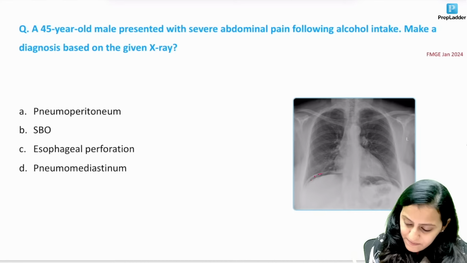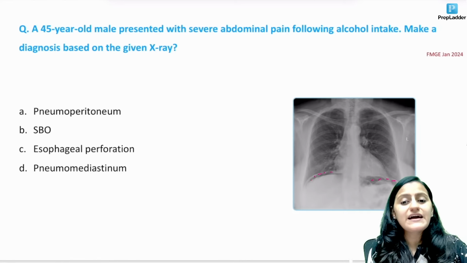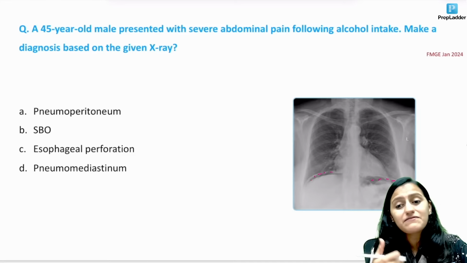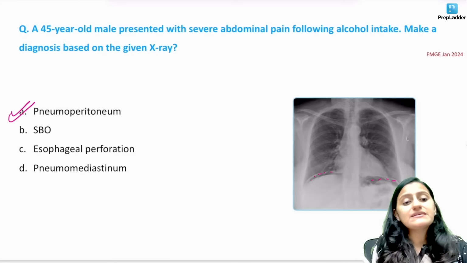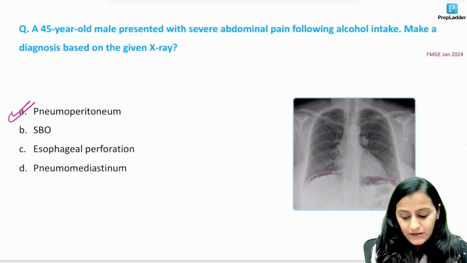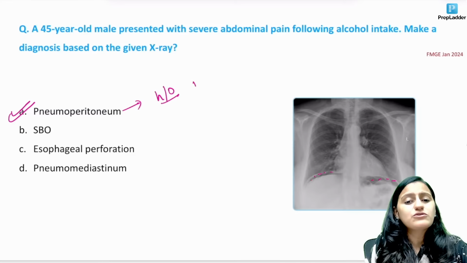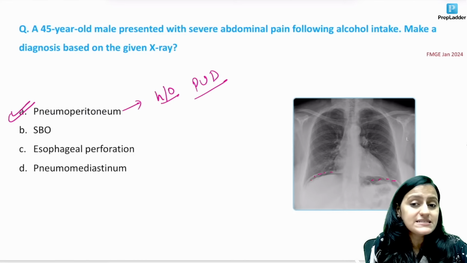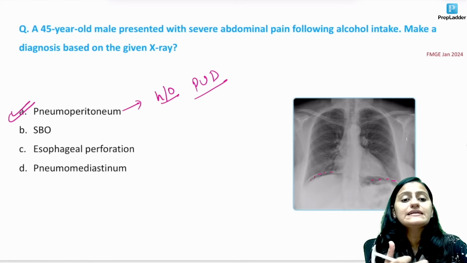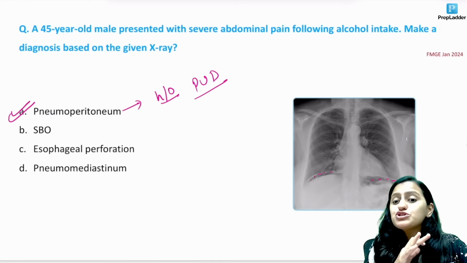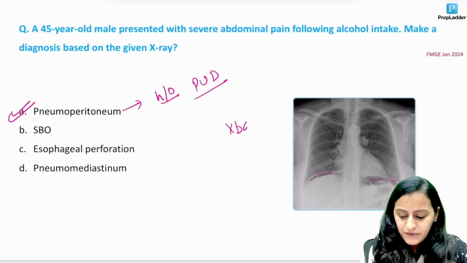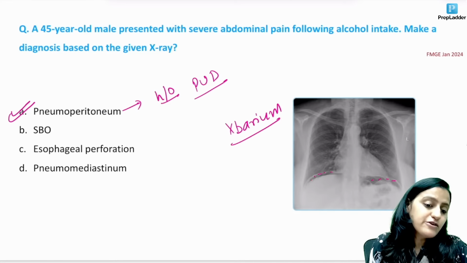Can you appreciate this black air beneath the diaphragm? So that is air under diaphragm. What is black on X-ray? Is air. So air under diaphragm, that is pneumoperitoneum. Common history that you will have in the question is history of peptic ulcer disease, right? That perforating leading to pneumoperitoneum. And remember, when there is perforation, you do not use barium there. Okay, you do not use barium in a case of perforation.